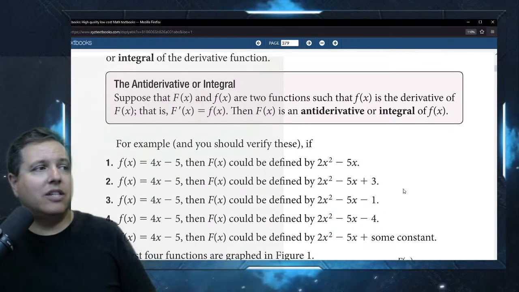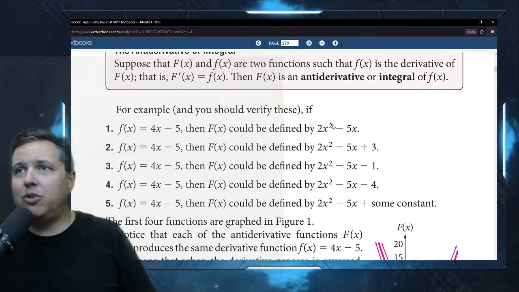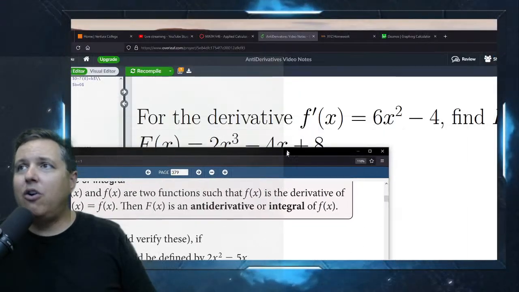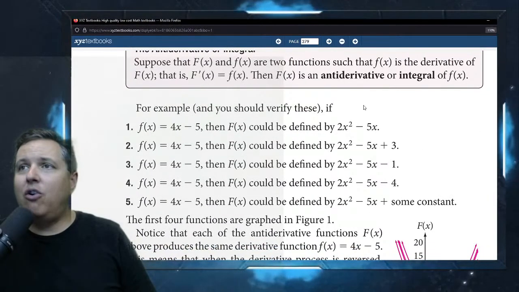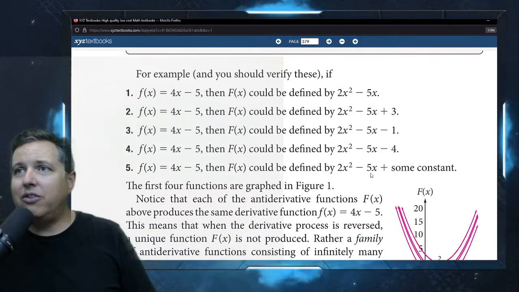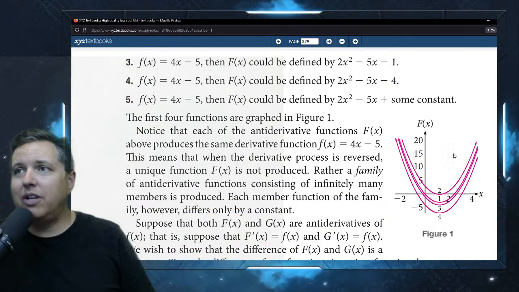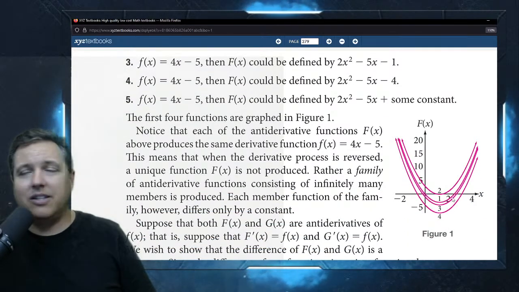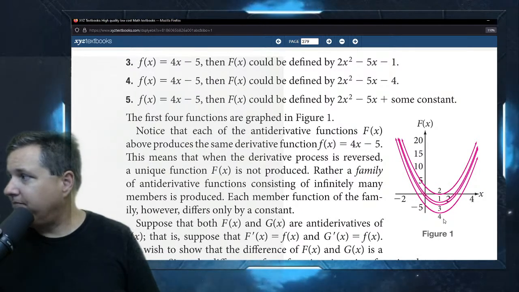Okay, so you can see there's an example in the book. They take anything of the form 2x squared minus 5x, and they're getting 4x minus 5 for all of those derivatives in there. So we would say these all belong to the same family. And you can see here they're just saying it's 2x squared minus 5x plus some constant. And here we see the picture again. This is a different family, but they're all vertical translations of each other, right?